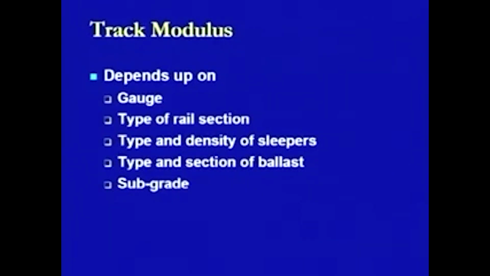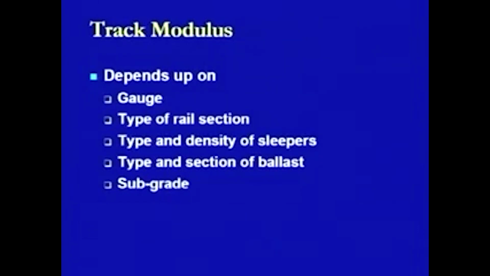So, it means if we have more sleepers at the bottom, we are trying to provide more strength to the track, and when you provide more strength to the track, the track modulus is also going to increase. Similar is the case when we talk about the ballast section. Ballast is the third component, as we have seen previously, in a permanent way or a track.